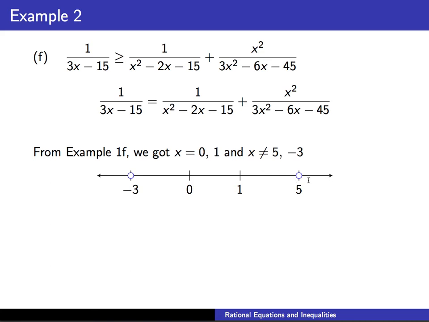The negative 3 and 5 are automatically open circles because they cause the denominator to equal 0. The 0 and the 1, because it's greater than or equal to, those solutions to the equation get closed circles. So this one, there are 5 regions we've got to test. Testing a number less than negative 3, between negative 3 and 0, etc., we'll find that the values that make the original inequality true are values between negative 3 and 0, or values between 1 and 5. So our final answer here is x is greater than negative 3 but less than or equal to 0, or x is greater than or equal to 1 but less than 5.